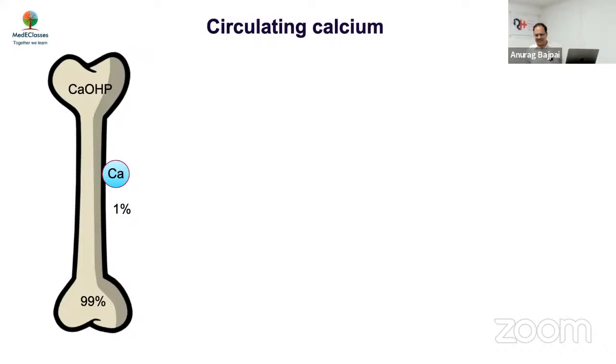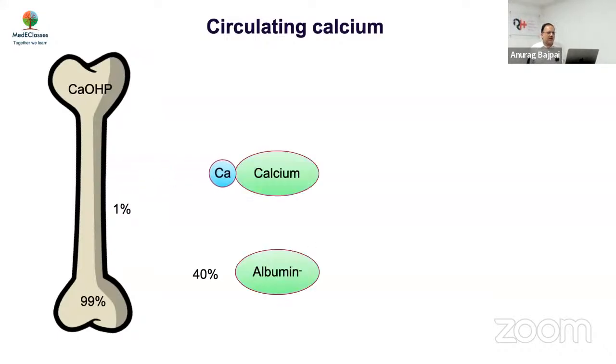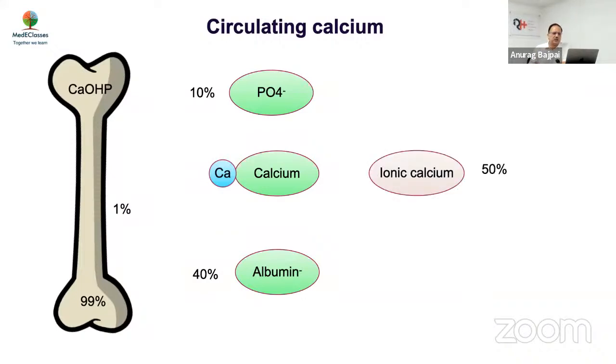hypo or hypercalcemia. Out of this calcium, around 40% is bound to albumin, and the albumin binding depends upon the acid-base status of the body. Around 10% is bound to phosphorus. So in conditions where you have high phosphorus, your calcium levels will go down. Similarly, if your albumin levels are high, you would expect your total calcium to go up while your free calcium level is normal. Ultimately, it's the free or ionic calcium which is the most important, which represents around 50% of the calcium.